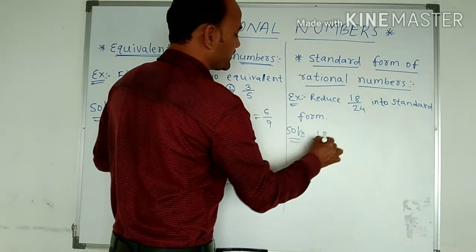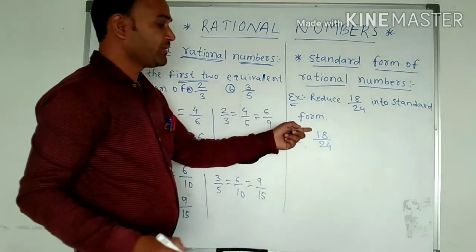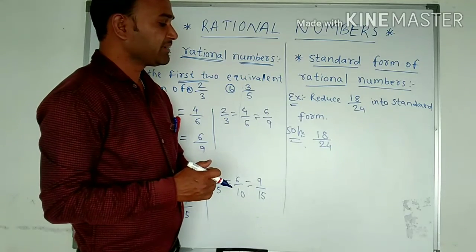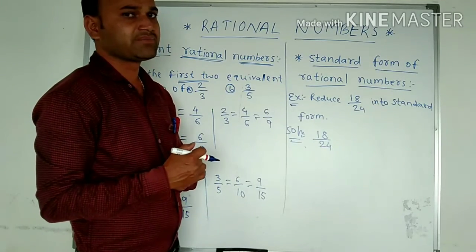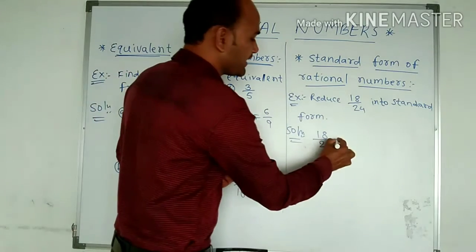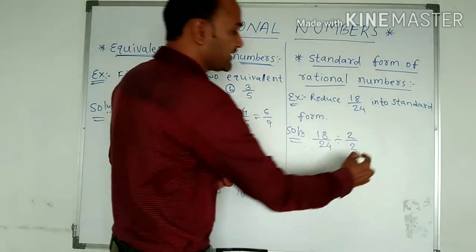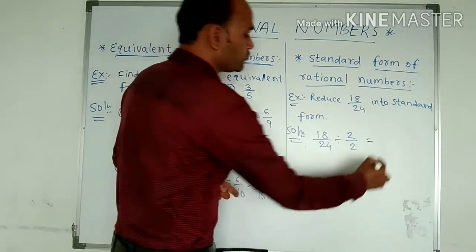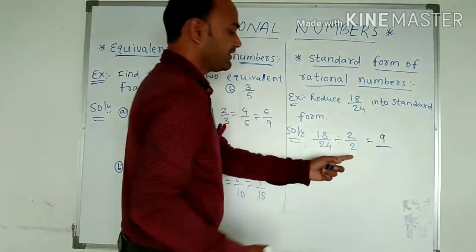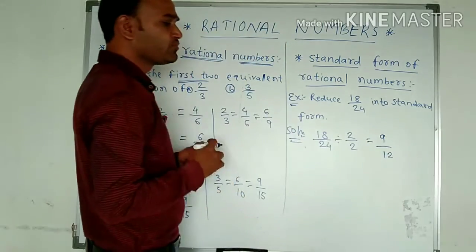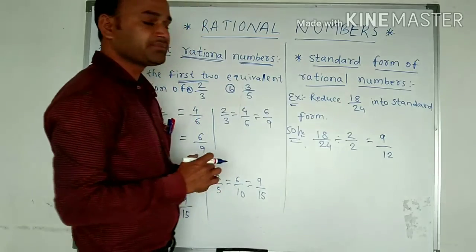18 upon 24. The numerator and the denominator are both even numbers. It means both numbers are divisible by 2. So we divide these two numbers by 2 and 2. After division, 2 9s are 18 and 2 12s are 24. We got the number 9 upon 12.